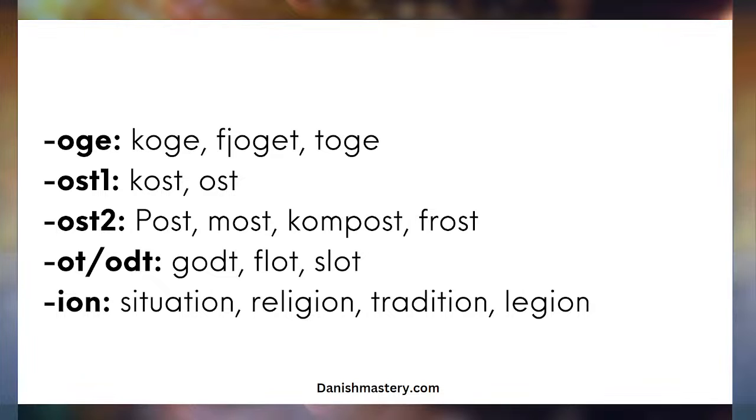Okay, så har vi OST1 og OST2. Ja, det er kost og ost. Kost, ost. Yeah, it's just two examples here, but you get the point. And OST2 is ost. This is ost, this is ost. Again, have two lists, write it down and keep them separate. Like post, must, compost, frost.